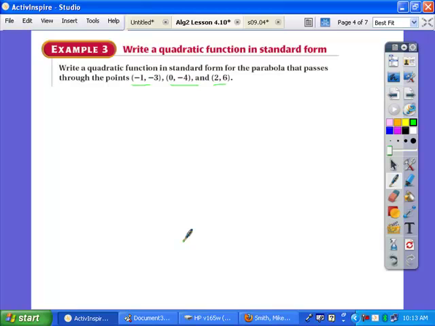So the only approach that you could use is to create a system of equations, and it would be 3 equations and 3 variables. And I don't know about you, but that sounds very unappealing to me right now. In fact, even setting up the 3 equations is difficult. So forget that. Let's just use our regression technique, right? I have -1, -3, 0, -4, and 2, 6. So this would be my list 1. This is my list 2. Or in my spreadsheet on the Nspire, I can just go in and create this.